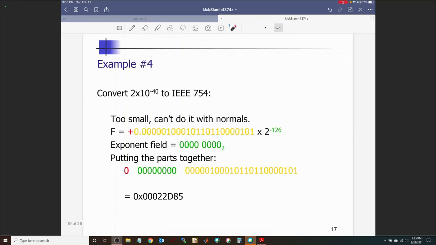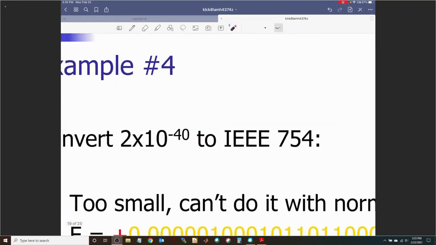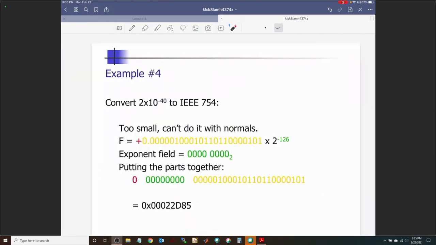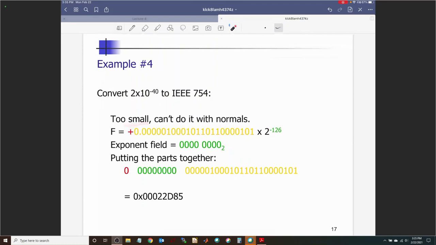Next example, we have: convert 2 times 10 raised to negative 40 to IEEE 754. So when you look at this number, do you think it's denormal or normal? Looks pretty small, right? Denormal, because it is smaller than 10 raised to negative 38. So you know that you are going to have to do something for denormal. It's too small to do normals, so you're going to have to pick the strategy of denormals. And that is going to be it.